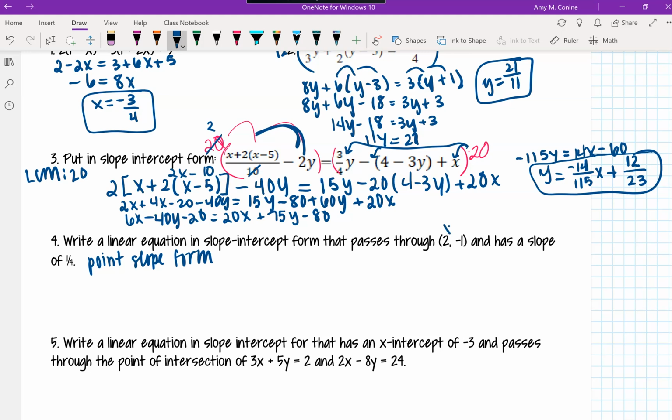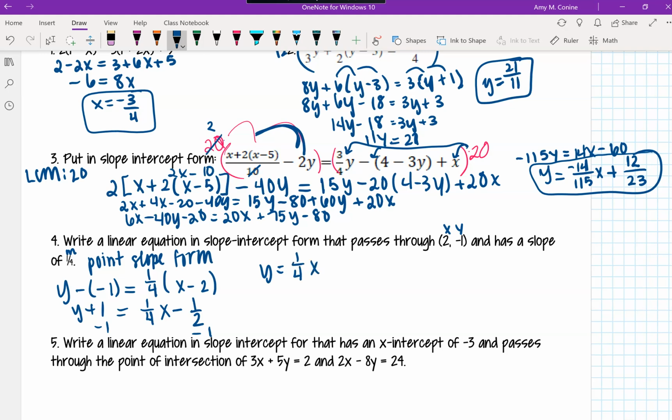For point-slope form, you just need a point and you need a slope. Our slope is 1/4 and we have our point. So I'm going to take y minus my y1, which is -1, equal to my 1/4 for my slope, times x minus my x1, which is 2. So this changes to y plus 1 equals 1/4 x minus 1/2. I'm going to subtract this 1 over, so y should equal 1/4 x minus 3/2.